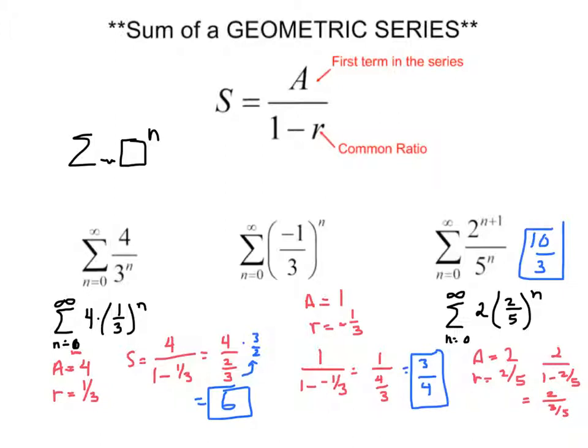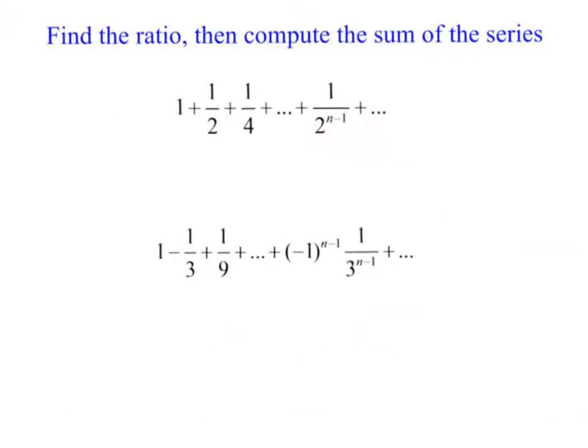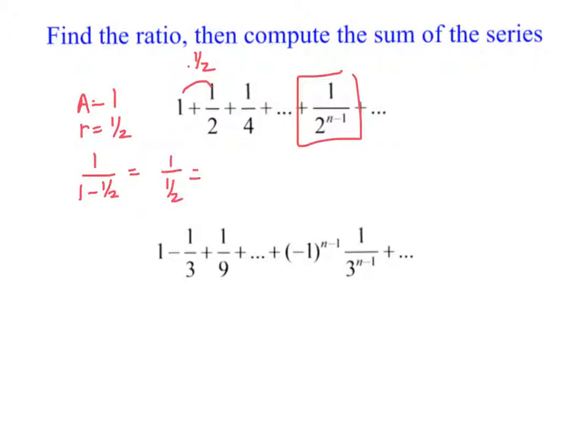Okay, let's look at a couple more examples. In this case, I'm not giving you the series written with sigma notation. I'm giving you some terms. So you have to look at it and say, well, what am I multiplying by every time? Of course, it's easy to pick out here. You're multiplying by 1/2, and you can see the general term written right there. So the first term was 1. The common ratio is 1/2. So 1 over 1 minus 1/2 is the same as 1 over 1/2, which is 2.